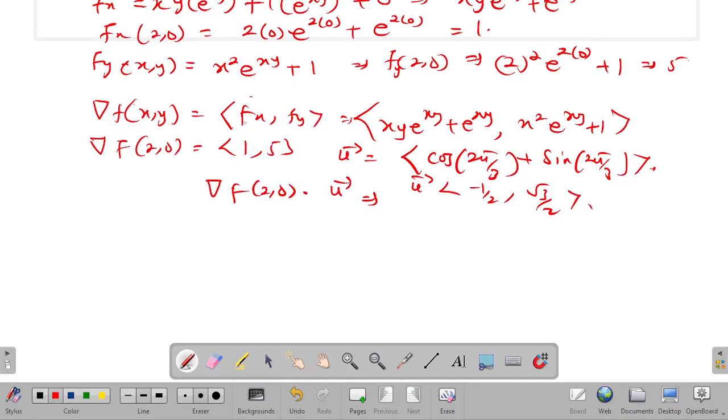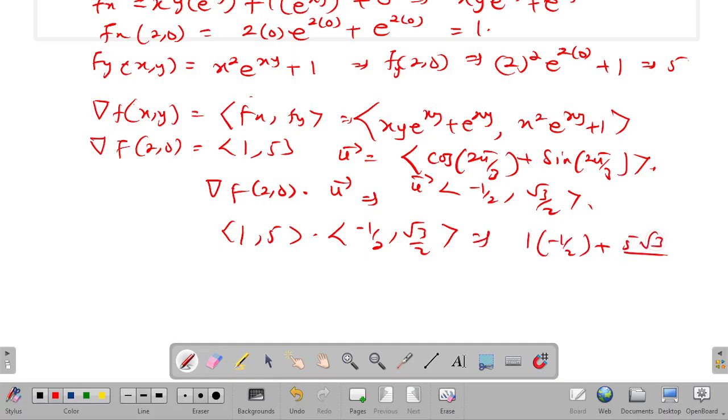So when you do the dot product, you are simply going to have (1, 5) dot (negative half, root 3 on 2), and that's going to give us 1 times negative half plus 5 times root 3 over 2. This gives us negative half plus 5 root 3 on 2. Simplify as root 3, 5 minus 1 all over 2.